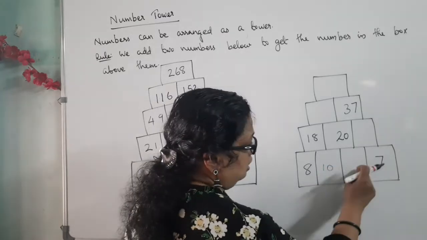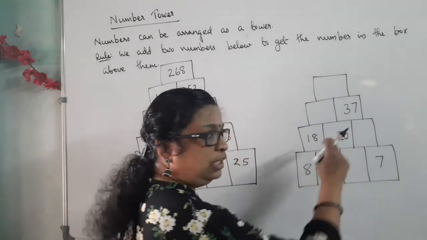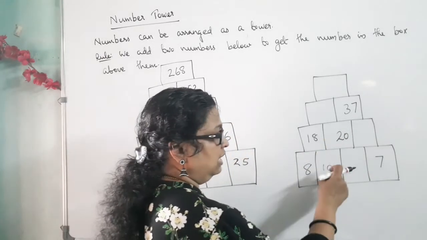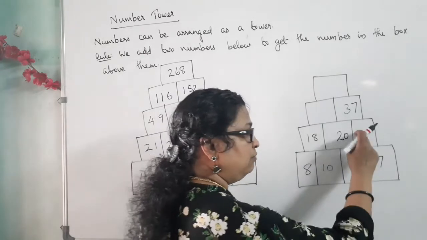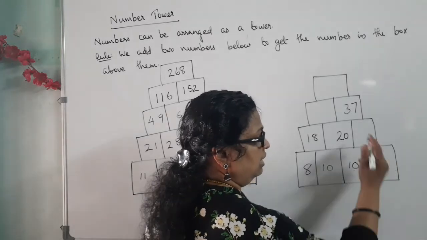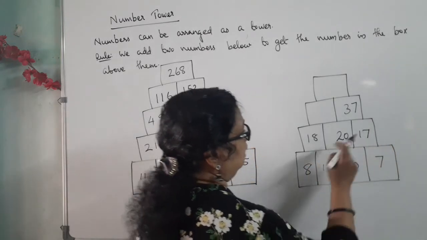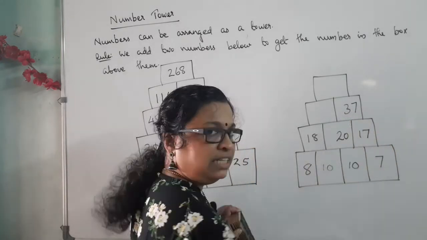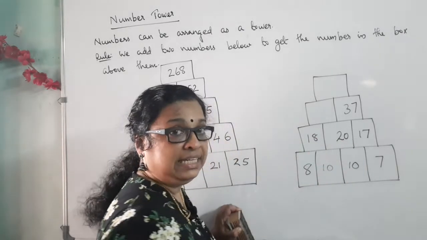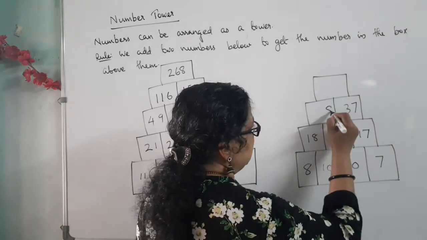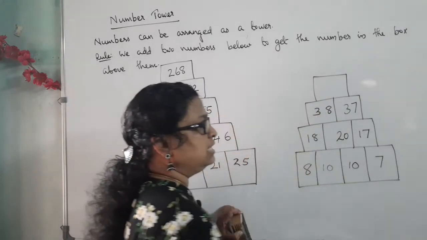Then we can write 10 plus what? 20 is given, so 10 plus 10 is 20. That also we write 10. So we can fill this column: 10 plus 7, 17. Then 20 plus 17, 37, it is given. So these two we can add: 20 plus 18, that is 38 we get.